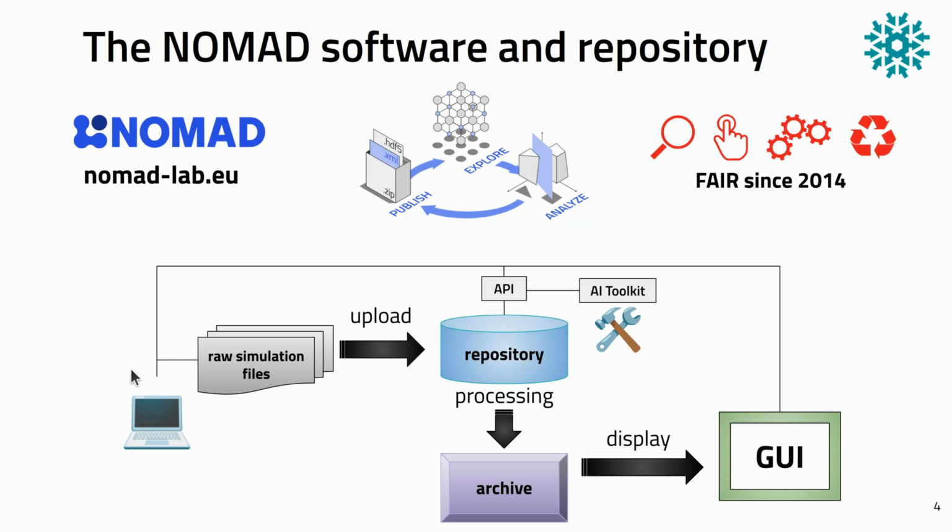But first, I want to give you an idea of how this works, the basic functionality of the NOMAD software, especially for simulation. So the idea is we run some calculations on our computer or our local HPC resources or such, and then we upload the raw simulation files to NOMAD and to the NOMAD repository, and these raw files are then processed and stored in what we call an archive. And the NOMAD archive is just a structured way to store the data, and it's a way to store the data in a normalized form, right?